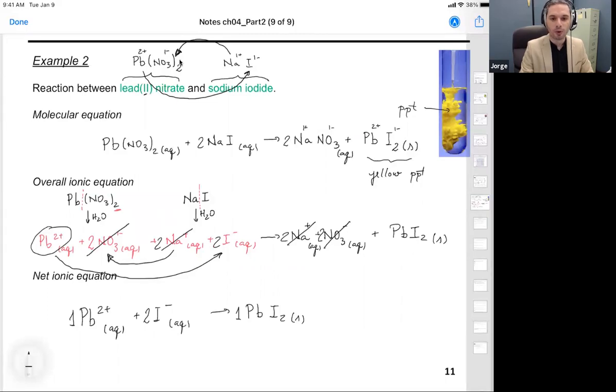Okay, so every time you have a coefficient 1, I know that the 1 is there. Don't lose your time. You don't have to indicate that, okay? Save your time for more useful things.